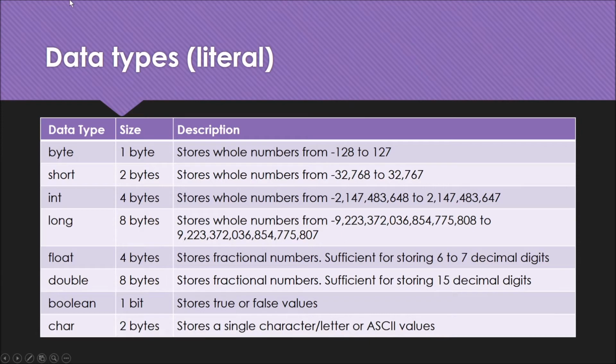Now, this leads us to the data types that are being used in Java. So we have a byte, which starts from the value -128 and goes to the value 127. We have a short, which is of 2 bytes. Then we have integer, which is of 4 bytes, a long, which is of 8 bytes, float, again 4 bytes, then double, 8 bytes, then boolean, which is 1 bit, and character, which is 2 bytes. So these are the literal values, the data type values that are being used in Java.